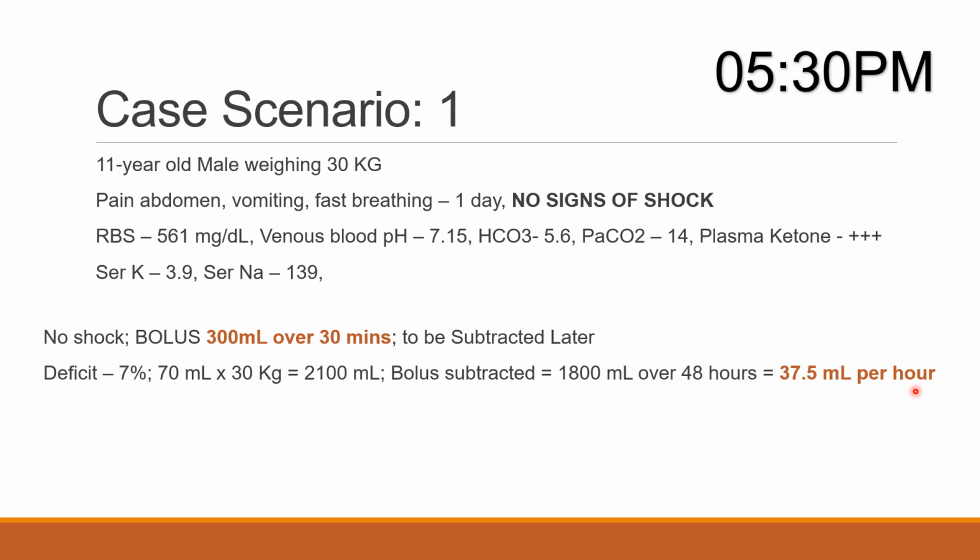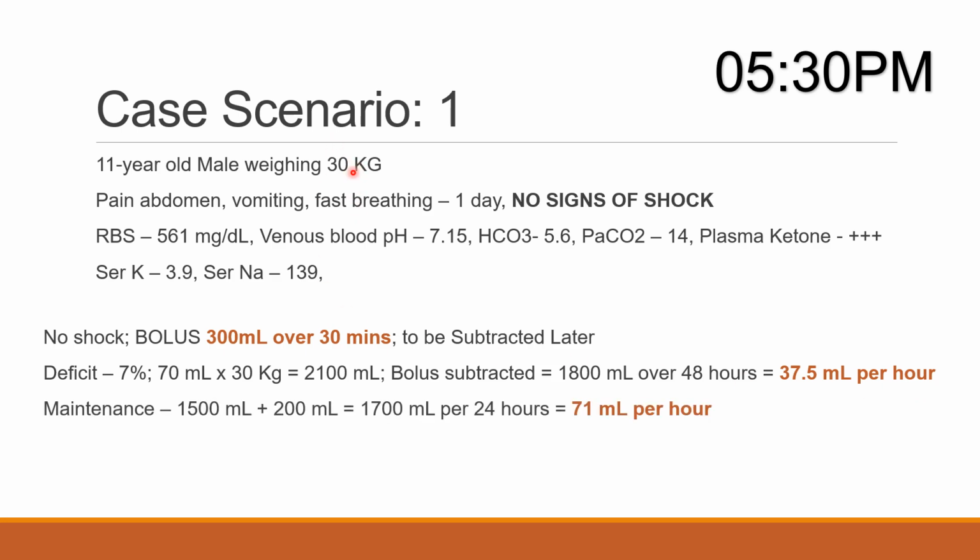But we have to calculate the maintenance fluid also. So how much is the maintenance? For a 30 kg child, Holliday-Segar formula, for first 20 kg is 1500 ml. Then for every additional kg it is 20 ml per kg. That means 10 kg, so 200 ml, 1500 plus 200, that is 1700 ml. 1700 ml per 24 hours, that means 71 ml per hour. So how much is the total fluid rate? 71 ml plus 37.5, that is 108.5 ml per hour. So that is our total fluid requirement of this patient.